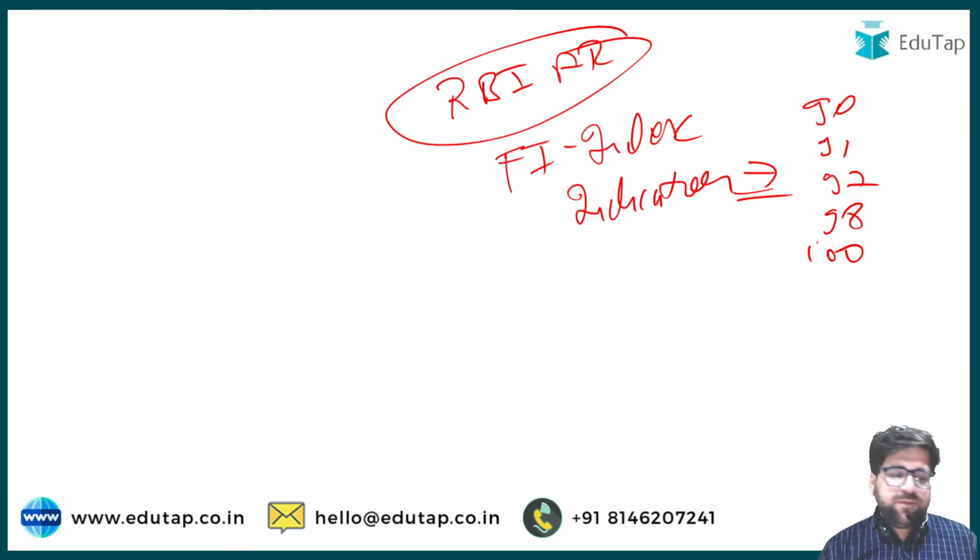Let's see who gives me the right answer. Three parameters. Okay, yes. The correct answer is 97 indicators.